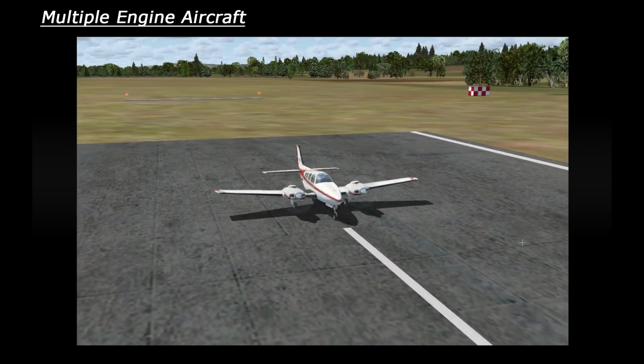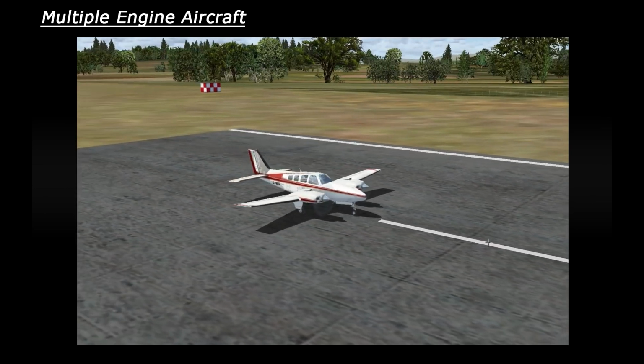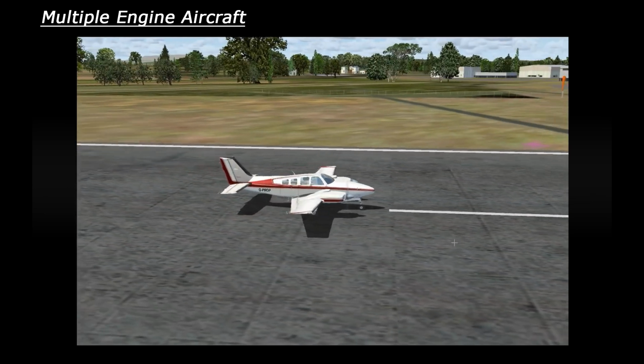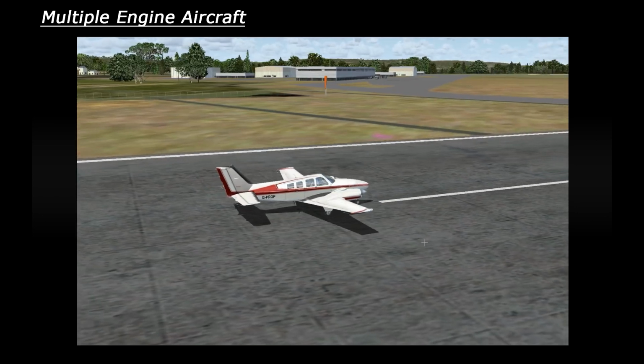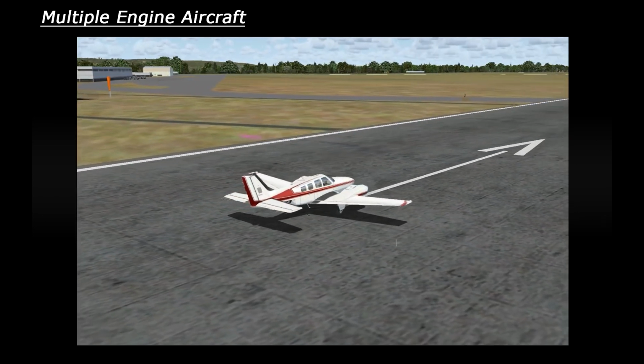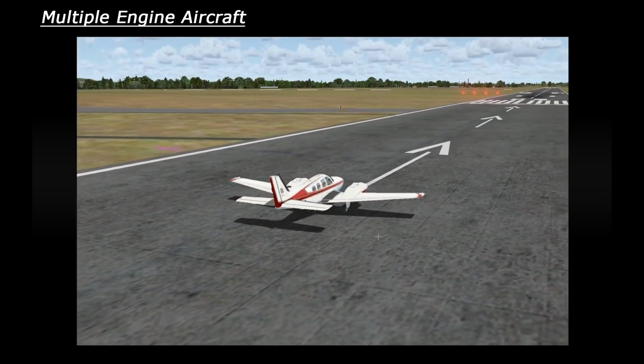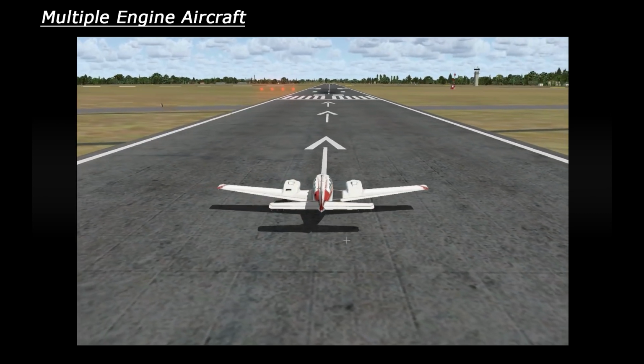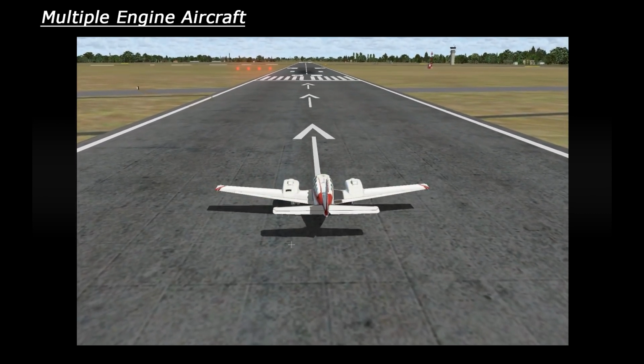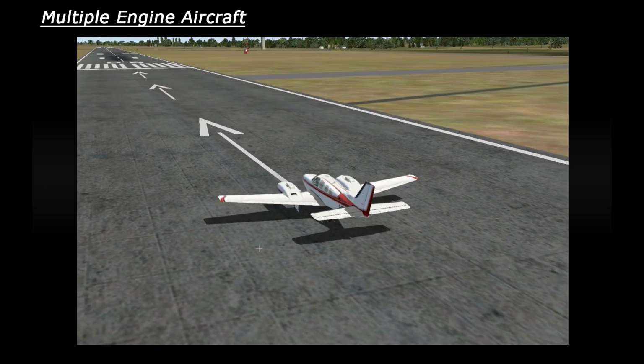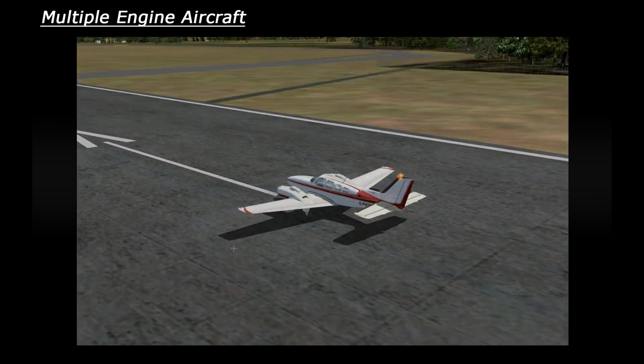Now let's take a quick look at multiple engine aircraft. Now a multi-engine aircraft can use either piston, turboprop or jet engines. Most pilots learning to fly a multi-engine aircraft will start in something small such as a Beechcraft Baron, which uses piston engines. So using this plane as an example, let's have a look at some of the key differences compared to a single engine aircraft.